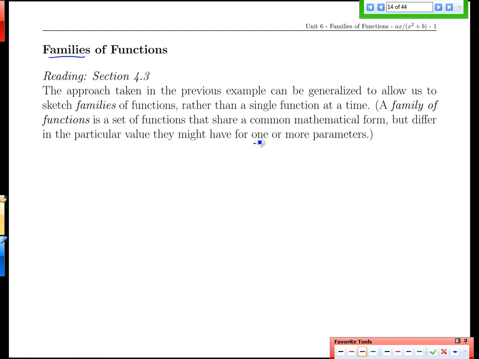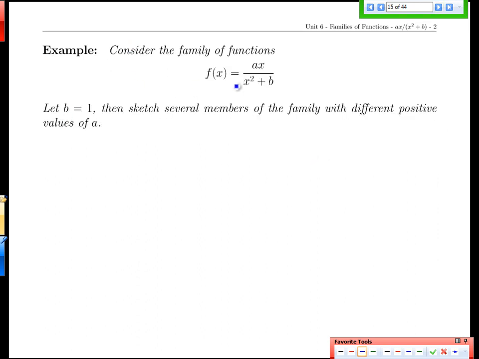So typically, these families have one or more parameters or constants in them. These are constants that aren't set up front. Let's take a look at an example and see how it works. This function here, f of x equals a x over x squared plus b, is a related set of functions. They all have something in common. It's always an x in the numerator and x squared plus something constant in the denominator. But we don't know up front what a and b are going to be.